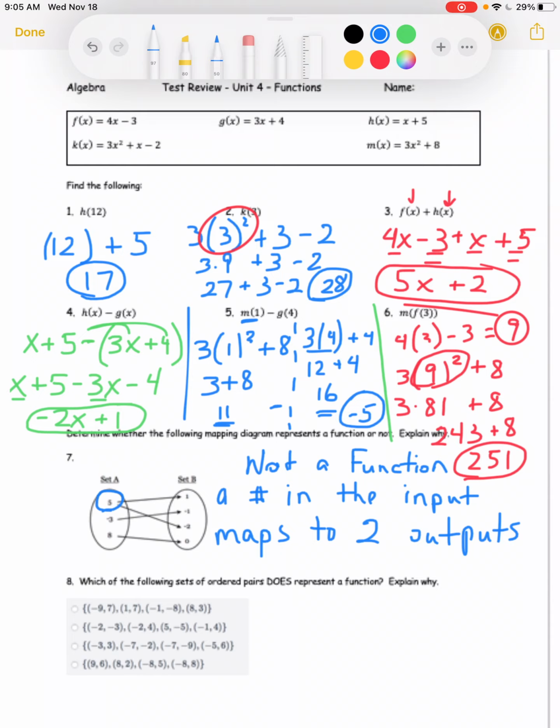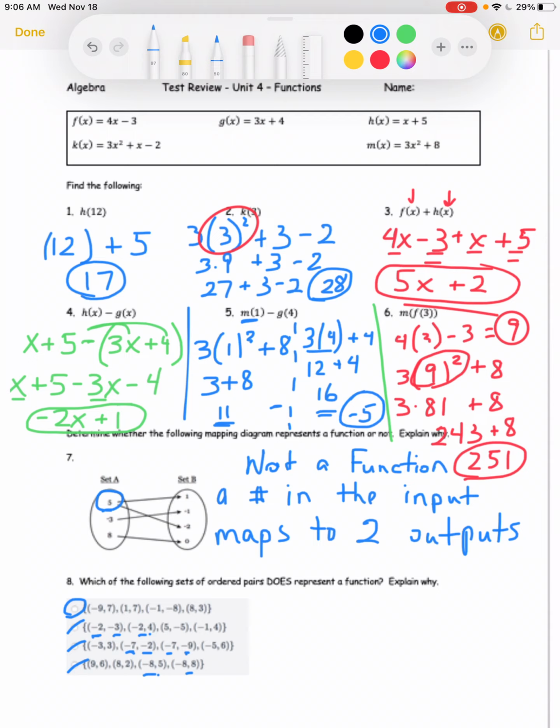Number 8, which of the following sets of ordered pairs does represent a function? Well, looking at the first one looks good to me. The second one does not work because -2 goes to -3, but it also goes to 4, so that one's out. The third one, -7 goes to -2, -7 goes to -9, so that one's out. The fourth one, -8 goes to 5, but it also goes to 8. That one's out. So it's gotta be this first one that's okay.